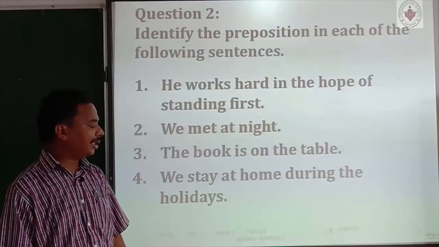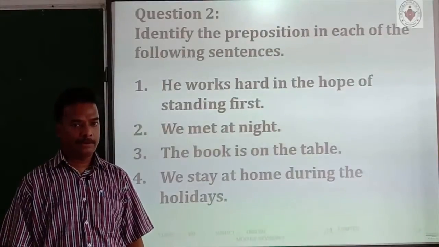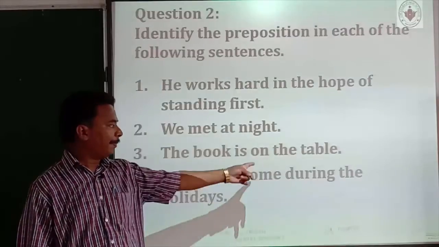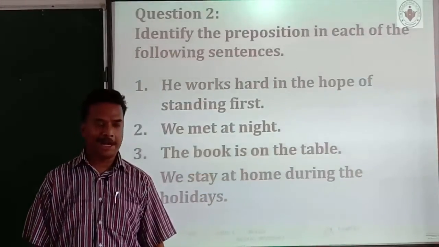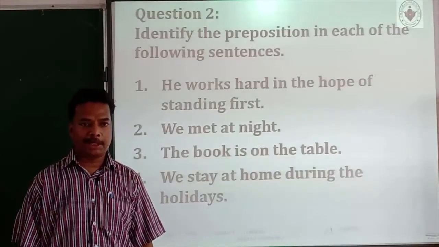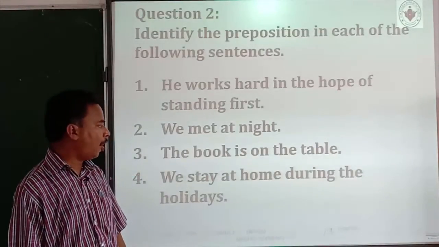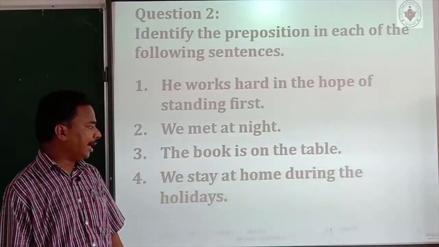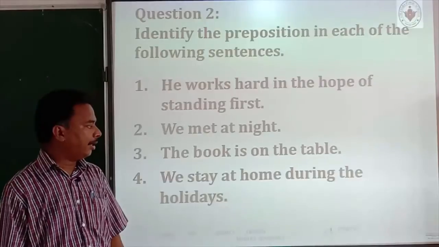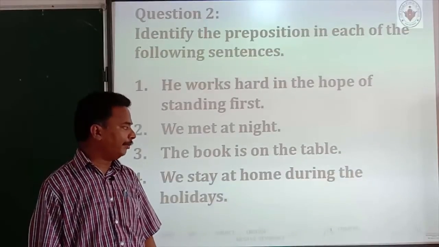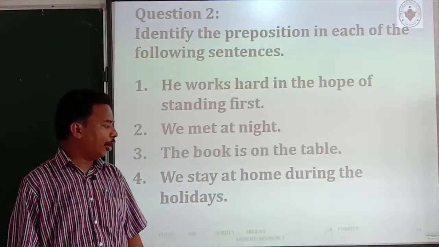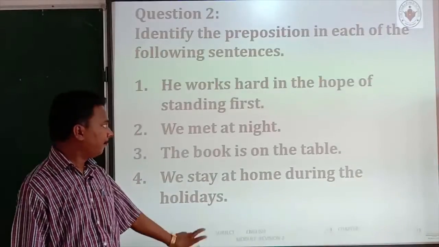The book is on the table. So as we have already told you, the preposition on shows a relation between the book and the table, and the preposition in this sentence is on. We stay at home during the holidays. The word in this, which is a preposition, is during.